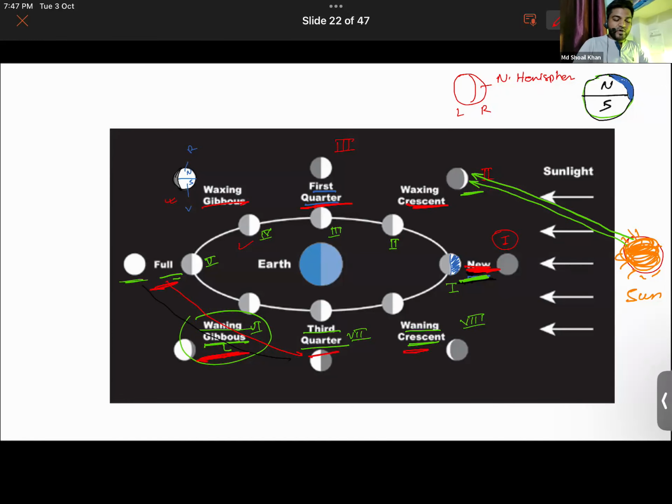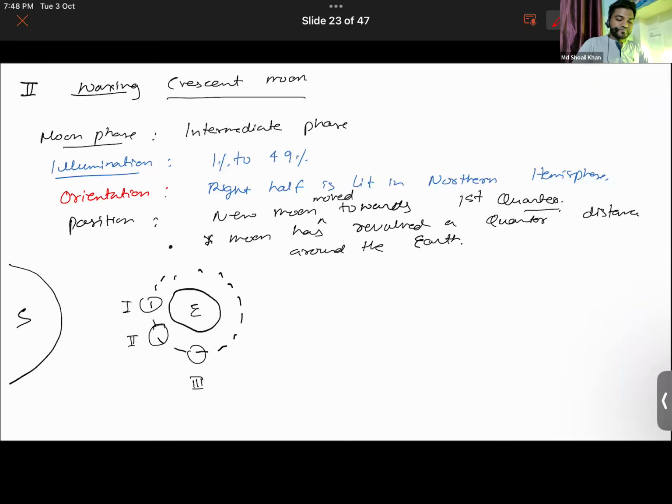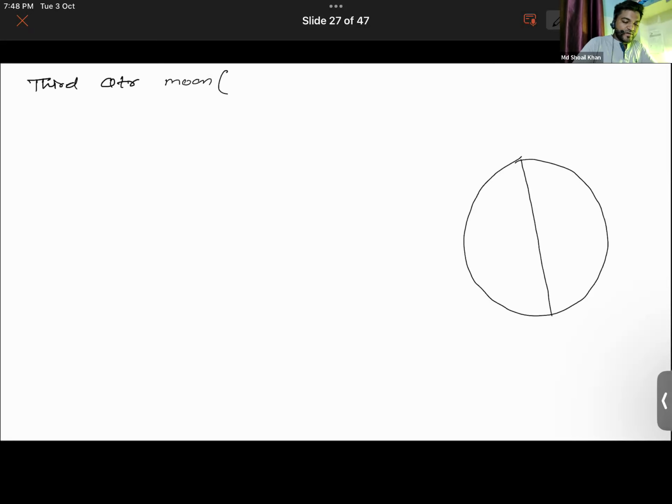So from waning gibbous, the moon is moving towards the third quarter phase here. Look at the illumination here and look at the position. What are the important points we can derive about the third quarter moon? It is located in the southern hemisphere. Also, if you look at the moon now, only half of it is lit, 50%. 50% of the moon is illuminated here.